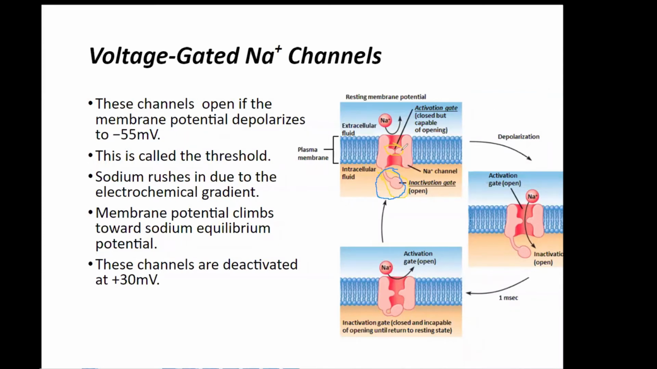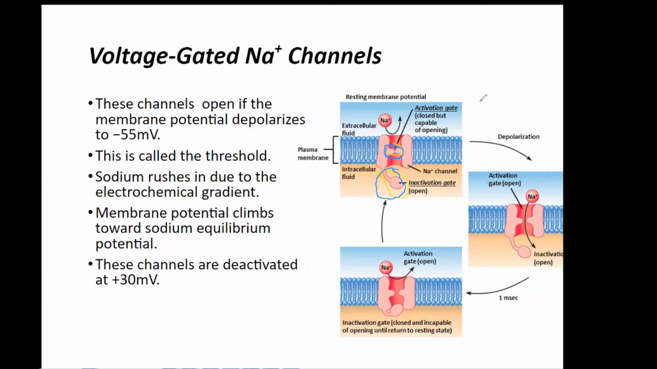This activation gate in the center is what we're trying to trigger to start out. Our inactivation gate is already open at the beginning. Our activation gate is blocking sodium from entering the cell. So we have to open that activation gate in order to start our action potential. The way we can open it is by reaching the threshold of -55 millivolts.